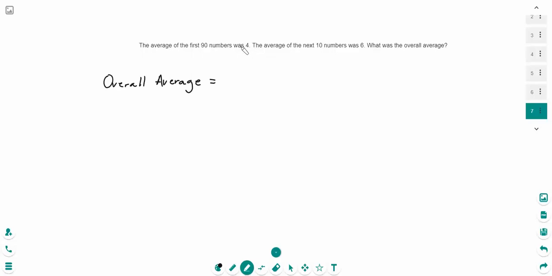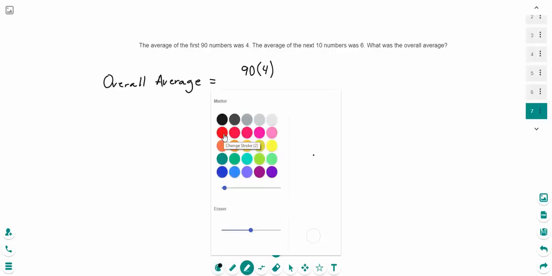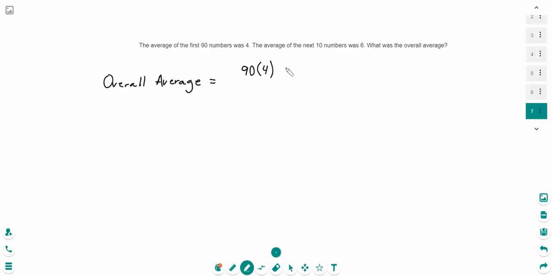And since I'm trying to find the sum of those numbers, I would say that the sum is going to be equal to 90 numbers, each being a 4, which is 90 times 4. Okay? So that is the sum of the first set of numbers. And now remember, when we're trying to find the overall average, we're adding all of these sums together. So this is the sum of the first set of numbers.